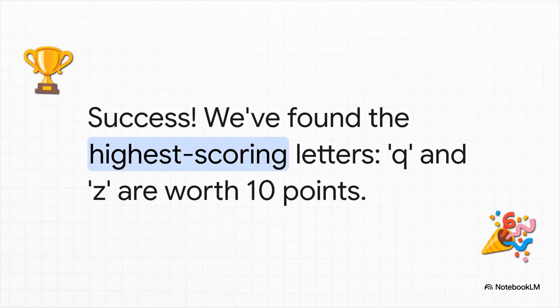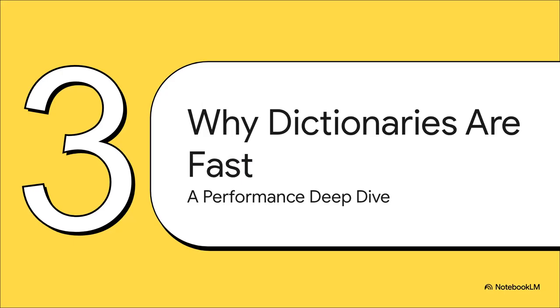And voila! This shows our solution perfectly. We've got our list of letter score pairs all sorted exactly how we wanted, from high score to lowest. And look right there at the top, Q and Z, both worth a whopping 10 points. Problem solved. But just organizing our data is only half the story.